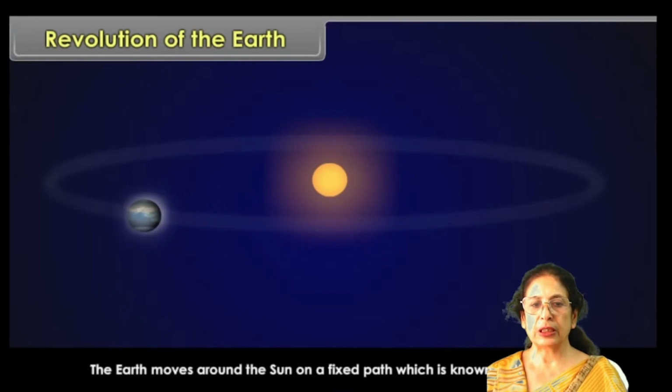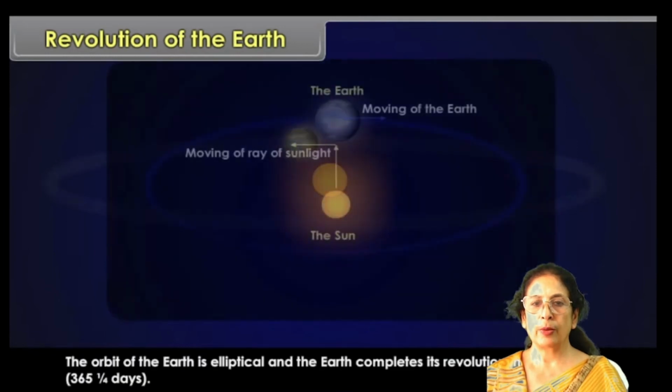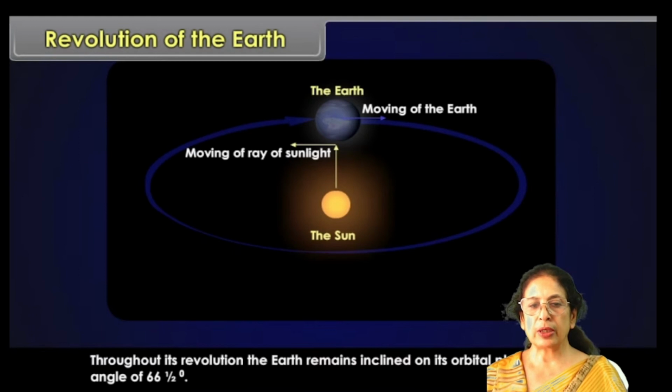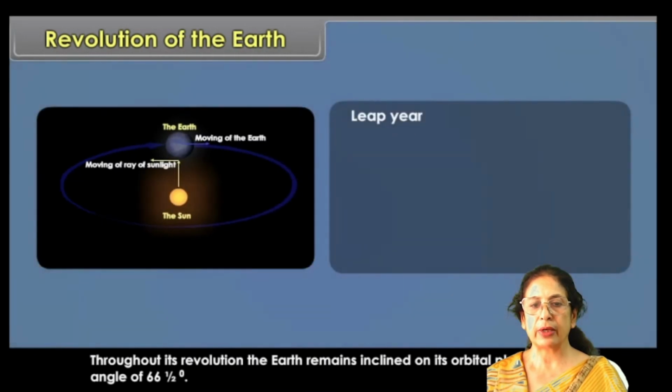Revolution of the earth. The earth moves around the sun on a fixed path which is known as orbit. The orbit of the earth is elliptical and the earth completes its revolution in 1 year, that is 365 and 1/4 days. Throughout its revolution, the earth remains inclined on its orbital plane at an angle of 66.5 degrees.